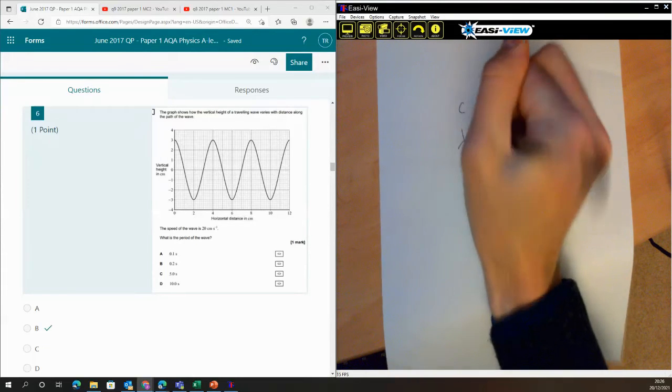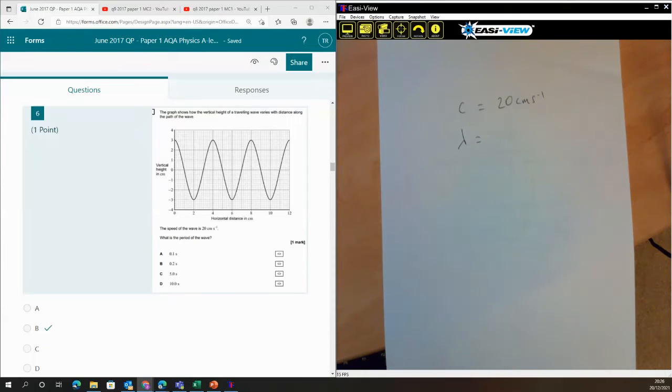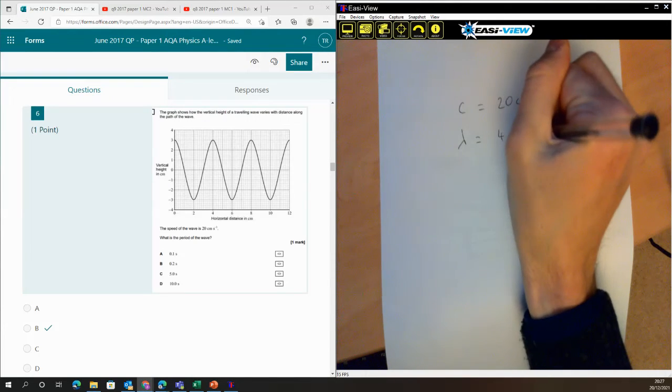I'm going to use the graph to find the wavelength, and with those two pieces of information, I can find out the frequency. So the wavelength, if I look at the graph, peak to peak is 4 centimeters. Peak to peak to next peak, so two full wavelengths is 8 centimeters. So I'm pretty confident the wavelength is 4 centimeters.